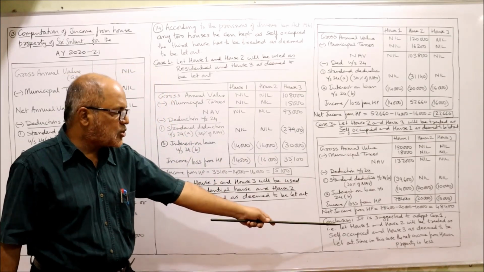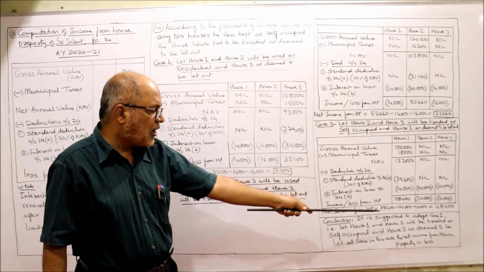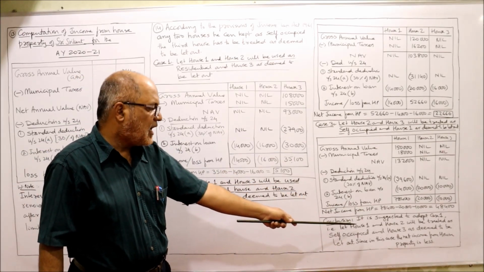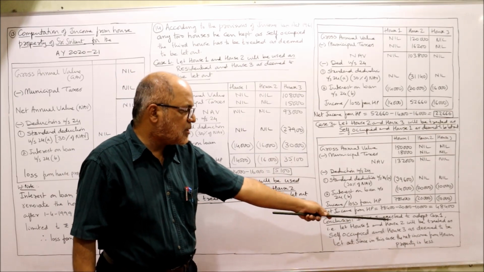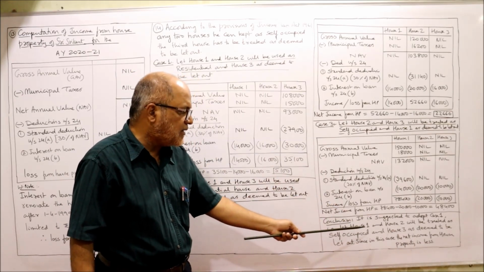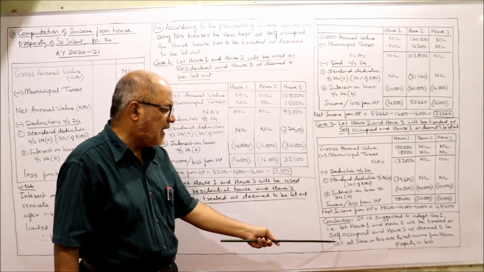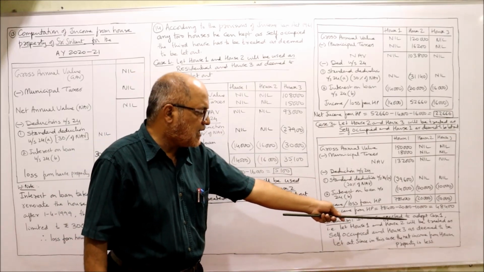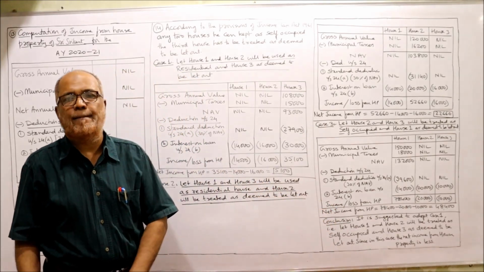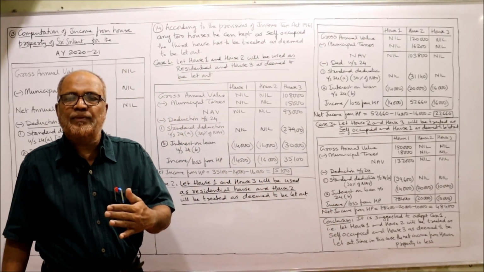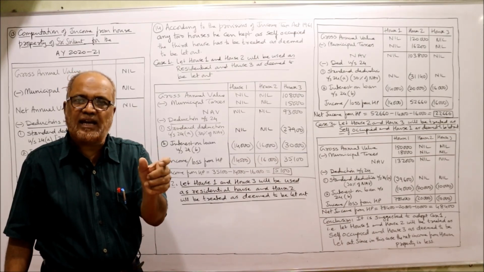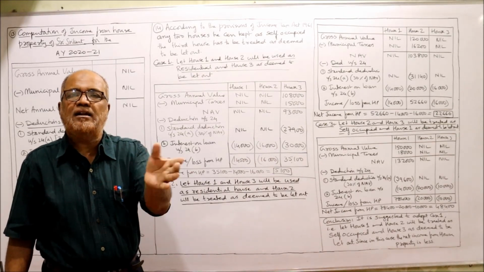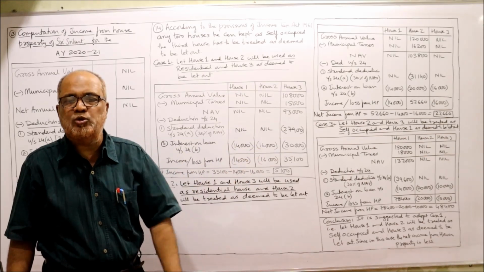So ultimate conclusion, it is suggested to adopt case 1. That is, let house number 1 and house number 2 be treated as self-occupied and house number 3 as deemed to be let out. Since in this case the net income from house property is less. So our ultimate suggestion, treat the first and second house as self-occupied and treat the third house as deemed to be let out.